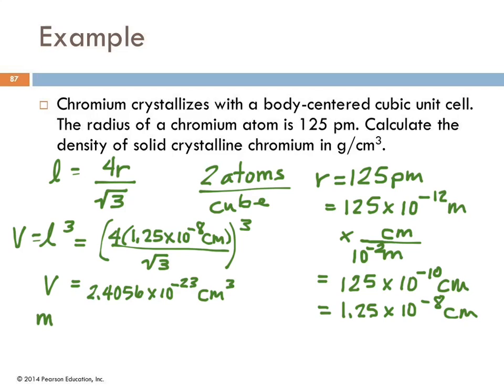We need the mass. Well, we need the mass of 1 cube, right? So we've got 1 of these cubes. There are 2 atoms per cube.